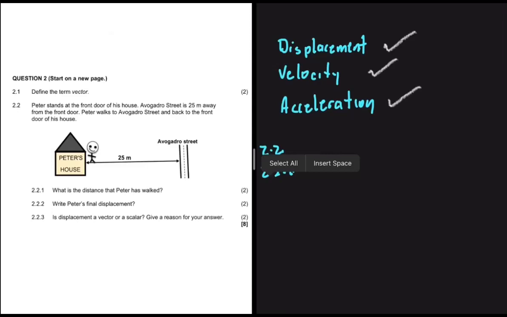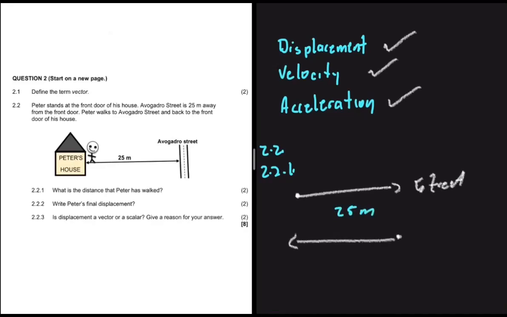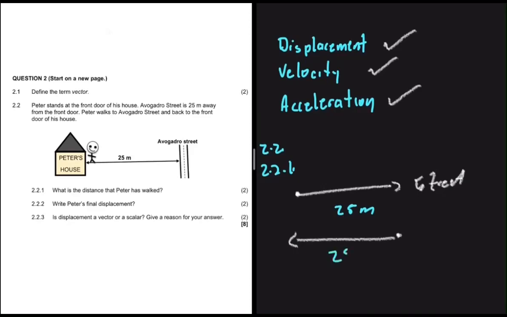Distance is a scalar. It only has magnitude. It is defined as the total length of the path taken from one point to another. In our scenario, Peter goes from the house to Avogadro Street. What is the distance from the house to Avogadro Street? That is 25 meters. And then again, he goes from the street back to the house. That is another distance of 25 meters. The key word here is distance.